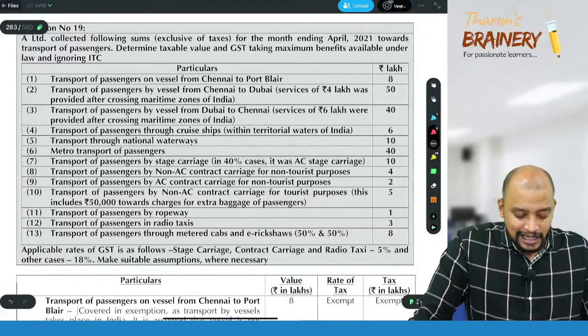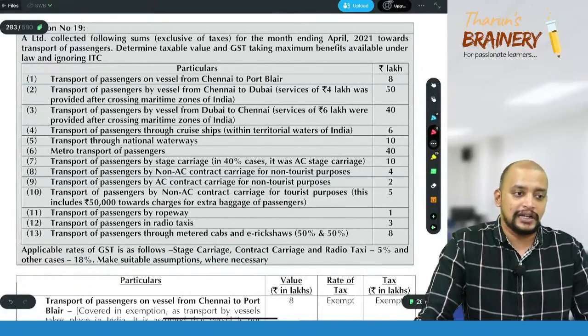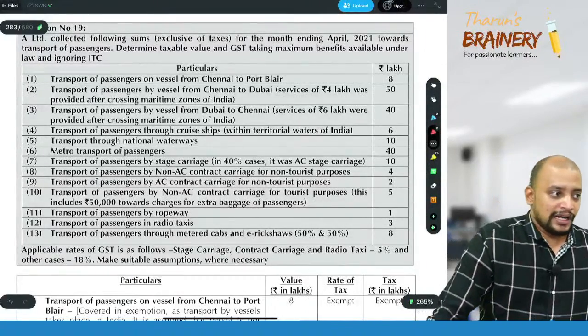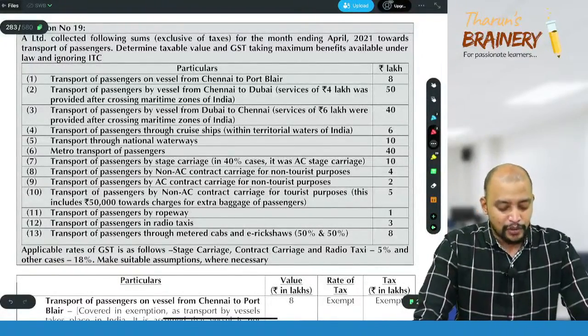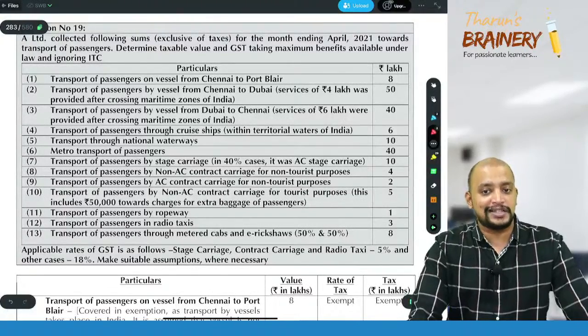A Limited collected the following sums. A Limited is in India. Who's in? They are outside India. So A Limited collected the following sums. They are in India only. Supplier is in India, and transportation of the goods is from outside India to India. So starting point of the goods will be taken as the place of supply.